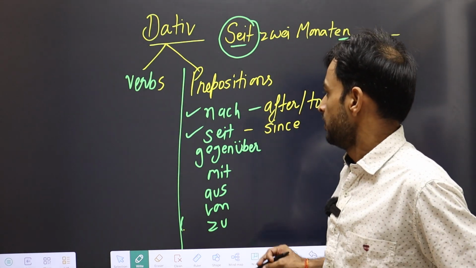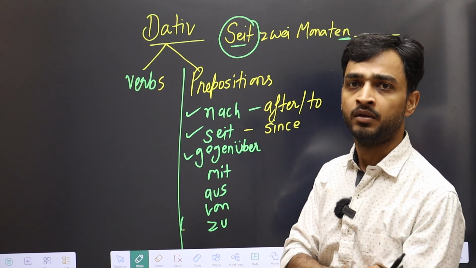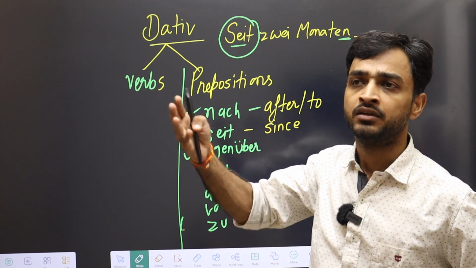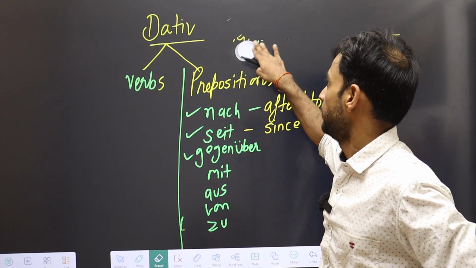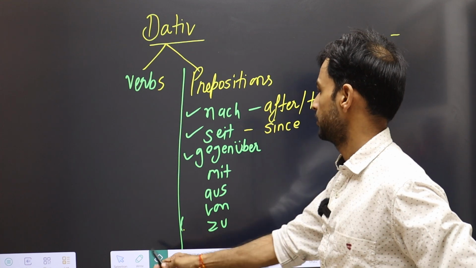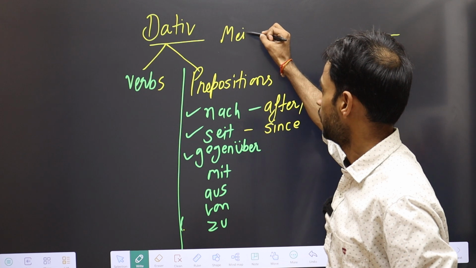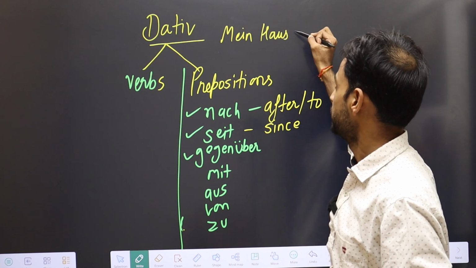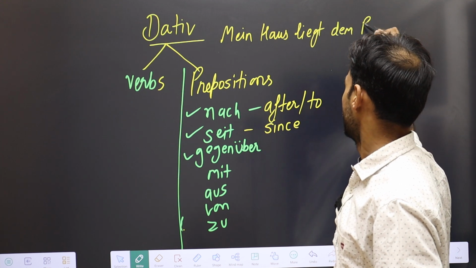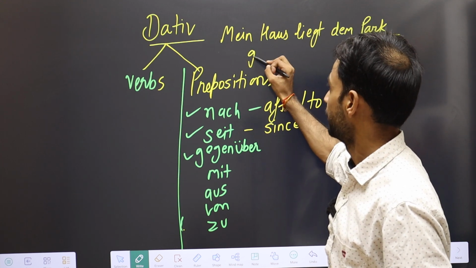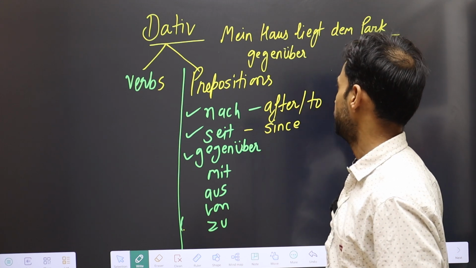Now next, gegenüber. Gegenüber means opposite. With the example, mein Haus liegt dem Park gegenüber. Mein Haus ist or liegt, situated, dem Park gegenüber. Means opposite. My house is located opposite the park.